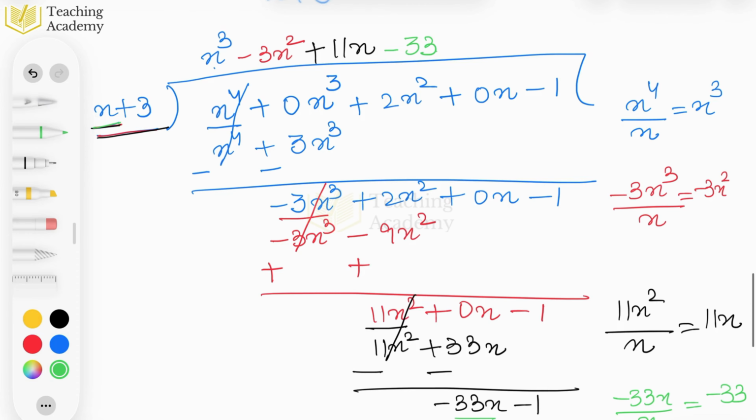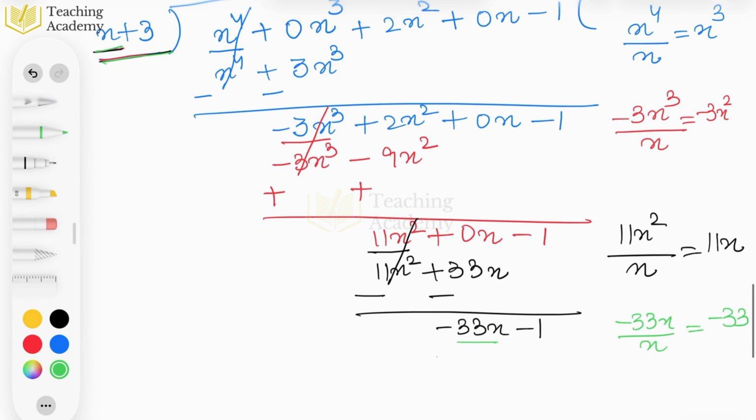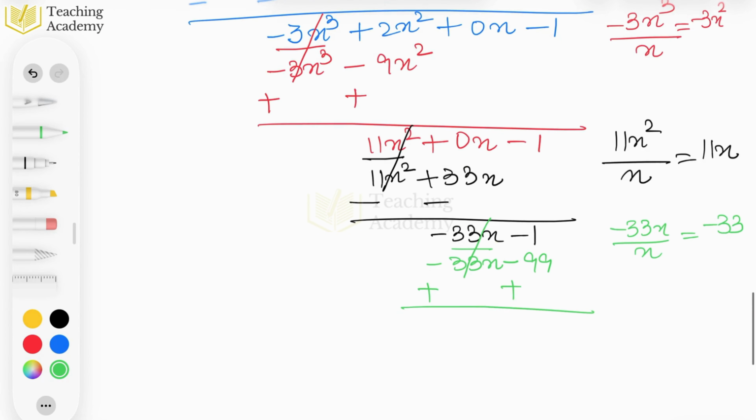And now multiply this negative 33 with these two terms. So it is giving you negative 33x minus 99. Now change the sign again like this. You will cancel out this and this is going to give you a 98. Okay. So again, this is a very easy concept to understand. You just need to follow certain steps which we already do in divisions, right? I hope you understand this concept.